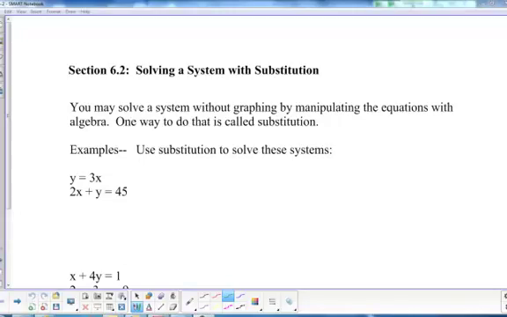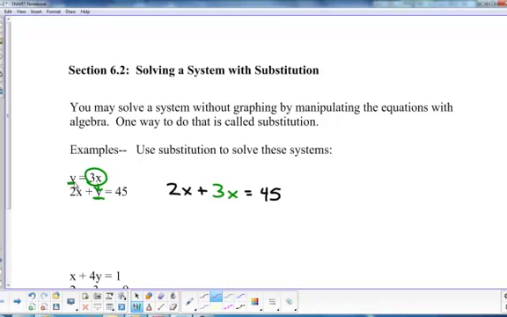If you look at this first problem, this is a y and this is a y. So since in the first equation y equals 3x, I can substitute 3x in for y and solve my equation because I'll only have one letter. So instead of y, I'm writing 3x. So I have put those two equations together through substitution.